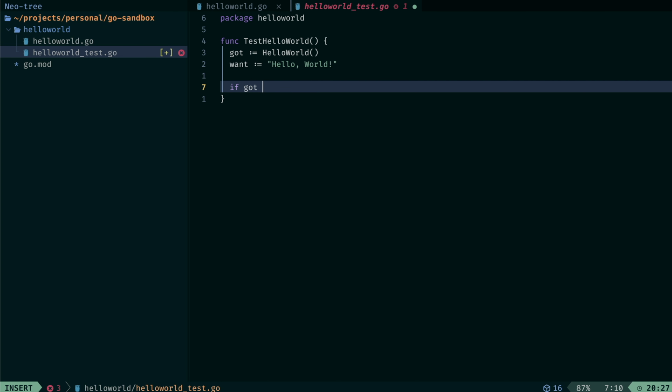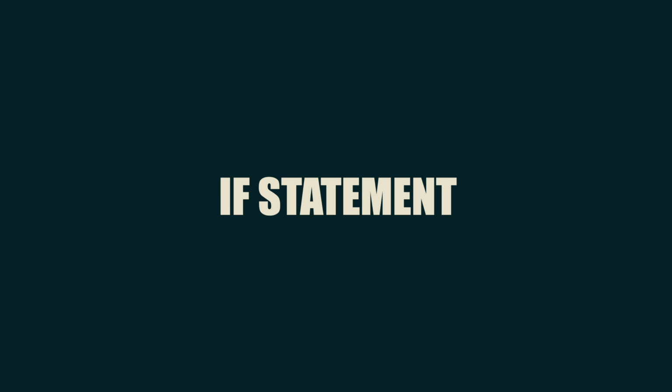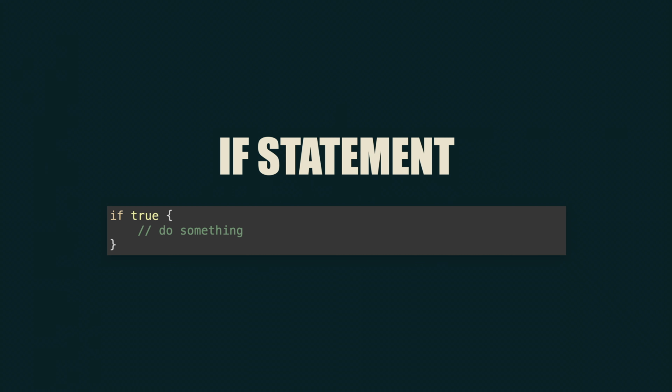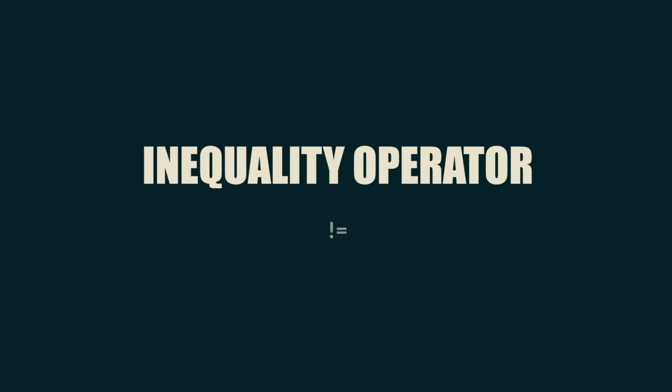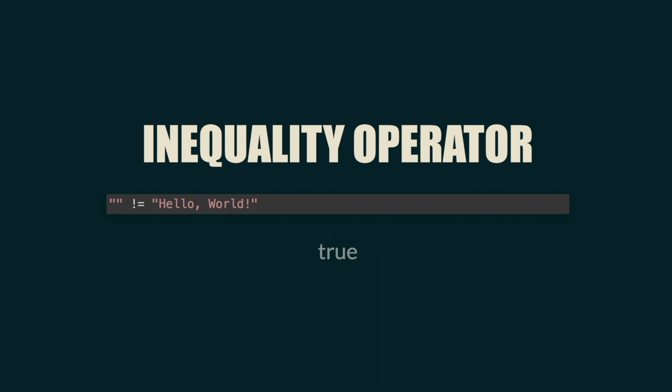Let's use if statements to compare variables. If statement in Go is pretty much the same as in other programming languages. It's used to make decisions based on a condition. It checks if something is true or false and executes different code depending on the result. We're gonna use the inequality operator to check if variables want and got have different values.